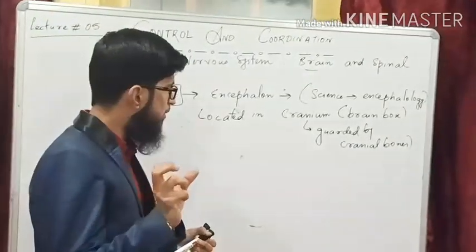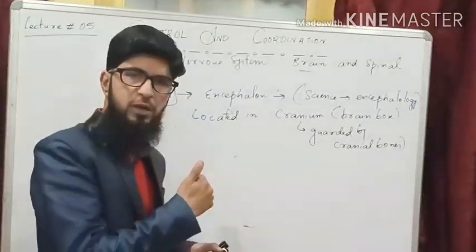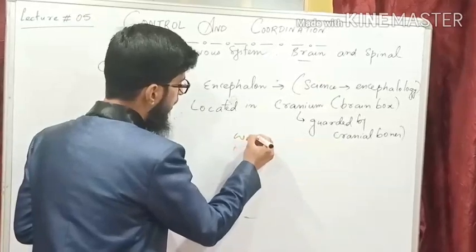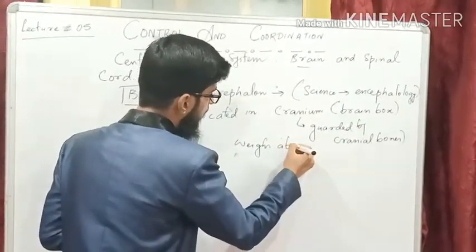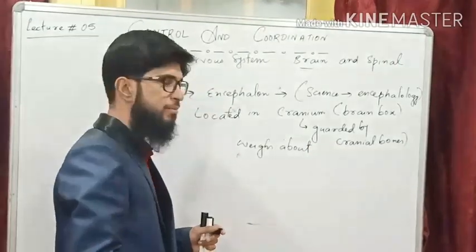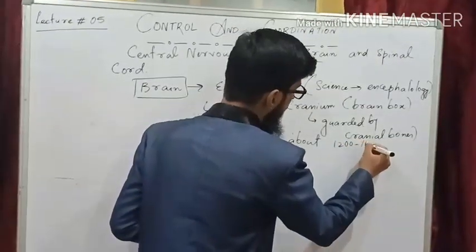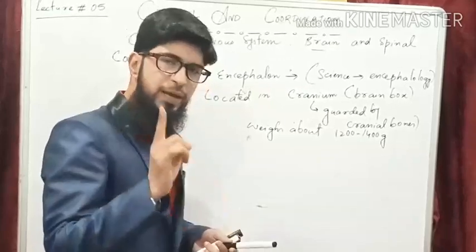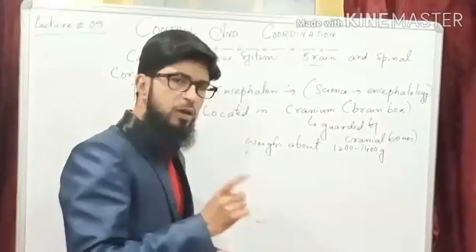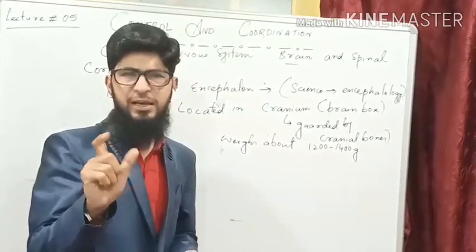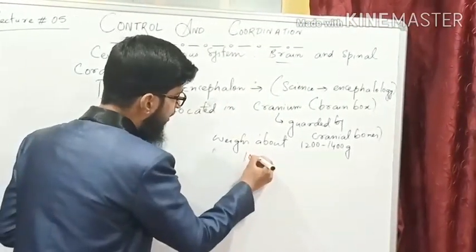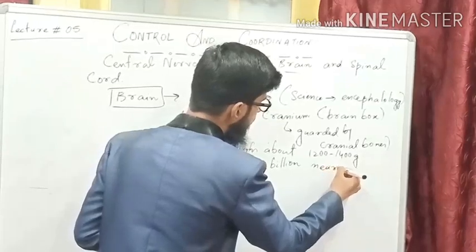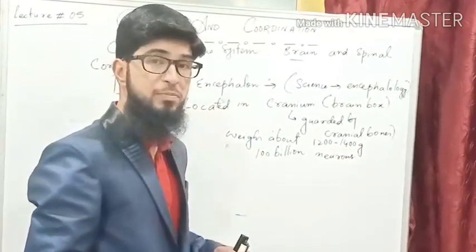Now, a very important character about the brain is its weight. The brain weighs about 1200 to 1400 grams. Another thing I must talk about is the number of cells present in the brain. There is a rough estimate: about 100 billion neurons are present in the brain of an average human being.